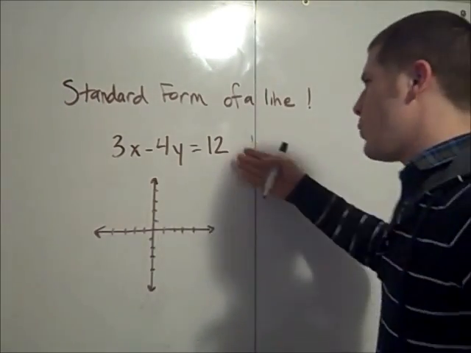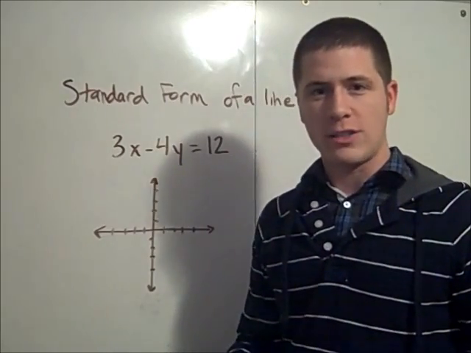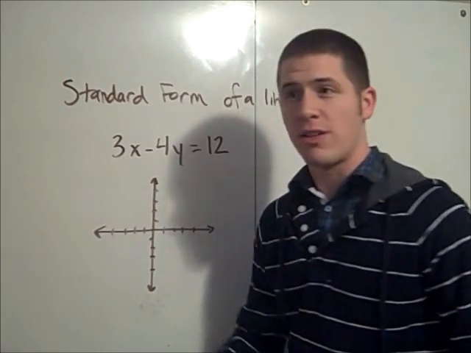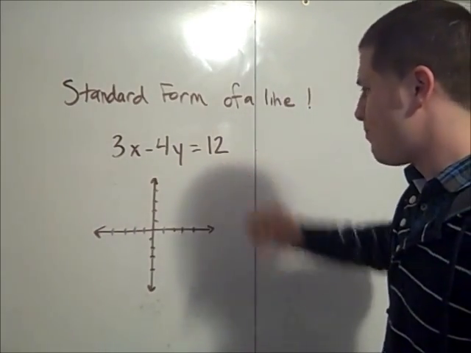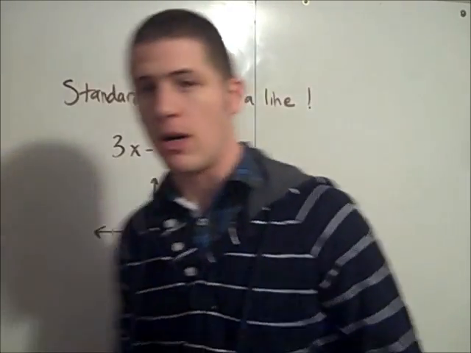One way you could do this is convert this to slope-intercept form. You could find where the y-intercept is, find the slope, plot a couple of points, connect the dots. But there's an easier way to do that when you have a standard form equation. What you want to do is consider where the x and y intercepts are.